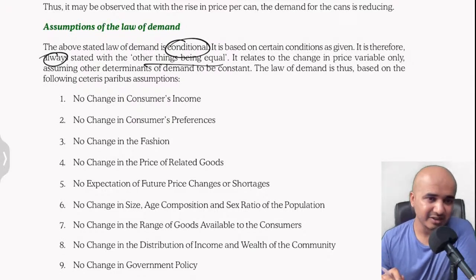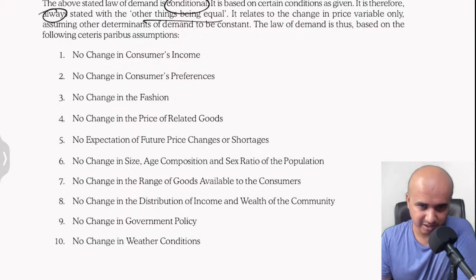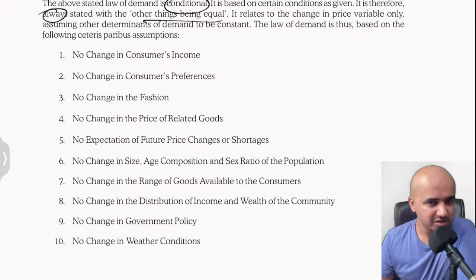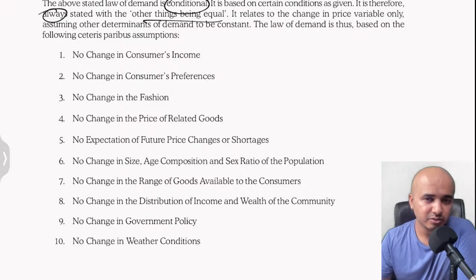So now what are these other things? No change in consumers' income. That is the first assumption which they are making. Now if there is any change in the consumer's income, even if the price falls, there won't be any change, or in fact it might go the other way if the income of the consumer also falls.